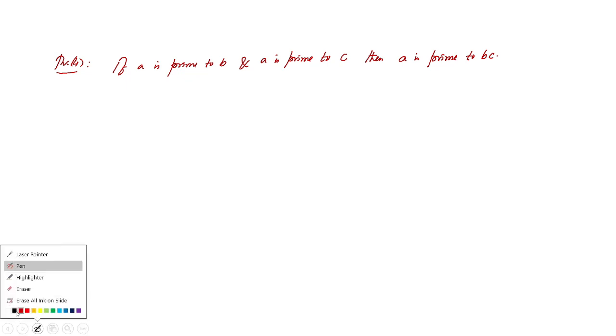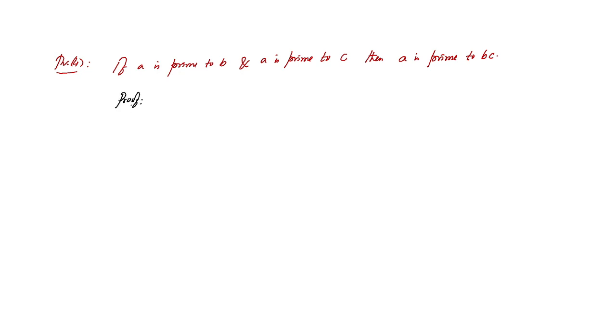Now we'll do the next theorem, theorem 4. If A is prime to B and A is prime to C, then A is prime to B.C, that is, A is prime to the product of B and C.